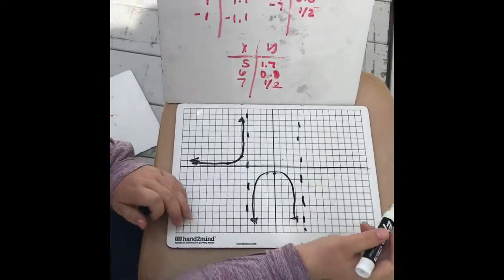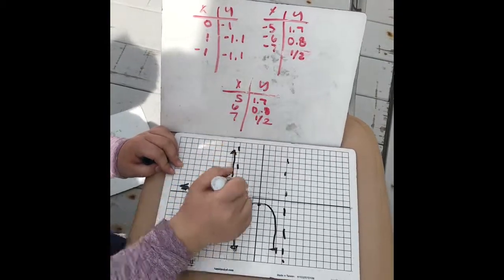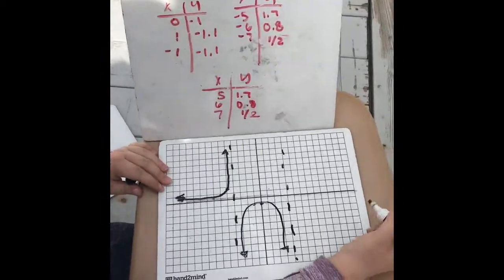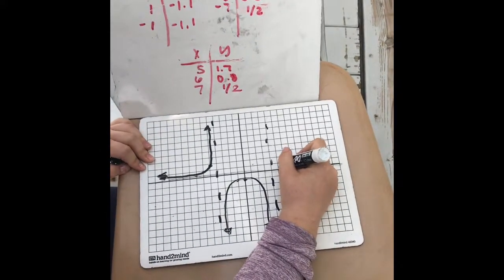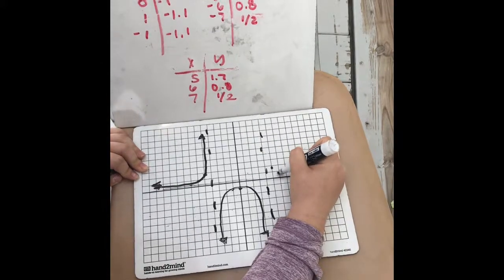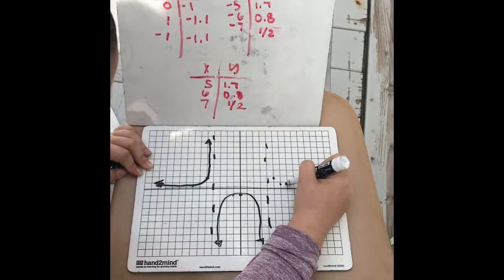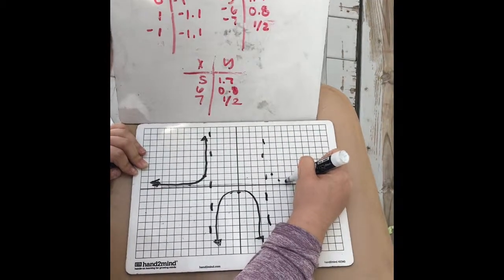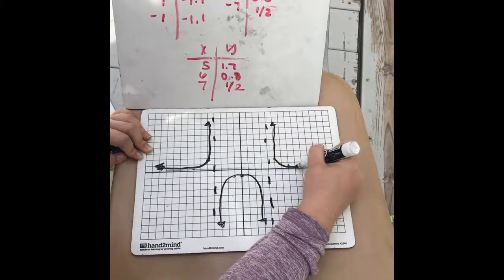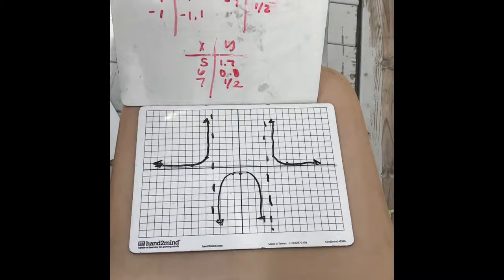And then we're going to come over here, and keep in mind we can't have our lines going on our asymptote, so they're all inside or outside of it. So we have 5, 6, and 7, so 5 is 1.7, 6 is 0.8, and 7 is 1/2. It's kind of mirroring our other side with our negative values. And this is our graph.